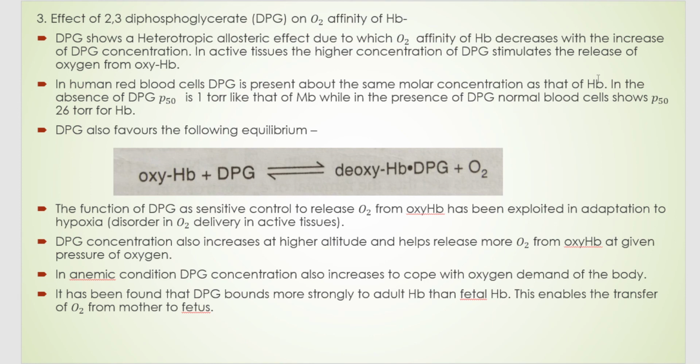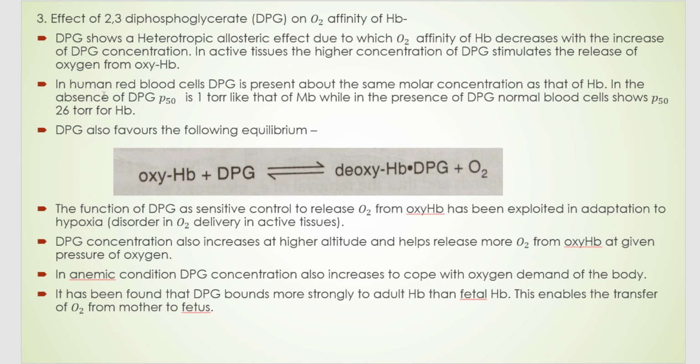Why is DPG required? One is that in the absence of DPG, the P50 value for hemoglobin becomes 1 torr. You know that it was 26 torr, but if DPG is not there, the P50 value becomes 1 torr, same as that of myoglobin. But because DPG is present in the blood, the P50 value becomes 26 torr. This value is very important. It should be high.